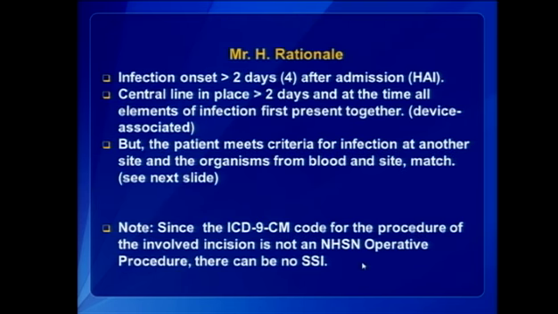Here's the rationale. The infection onset was greater than 2 days after admission. It was actually 4, so that makes it an HAI. The central line had been in place for greater than 2 days at the time that all elements of the infection were first present together. That makes this a device-associated infection. But the patient meets criteria for infection at another site, and the organisms from the blood and the site match. And we'll see that on the next slide. Just to note that because the ICD-9 code is a non-operative code, there could be no SSI related to this infection.